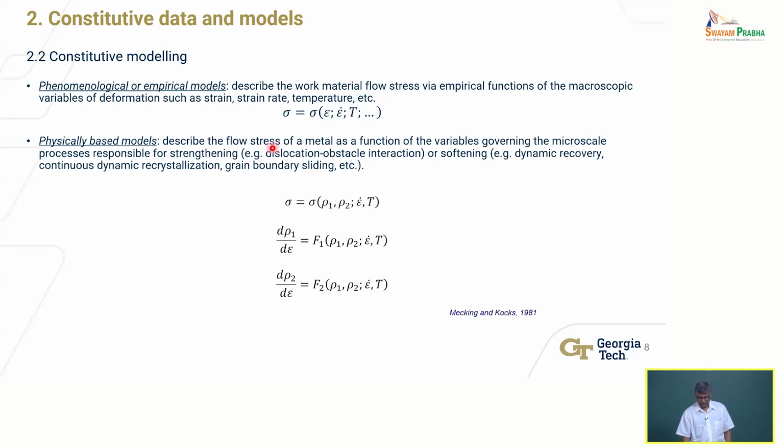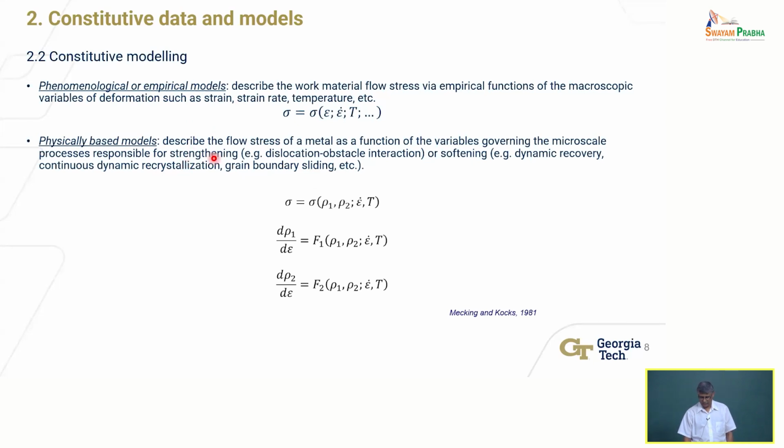Now, this is called empirical. I think I call it here phenomenological, but maybe that's a bit of a misnomer. The best way to describe these is empirical. You're conducting experiments and fitting some function to it to describe the behavior of the material, as opposed to what I call physically based models. What are these physically based models? These are more complicated models.